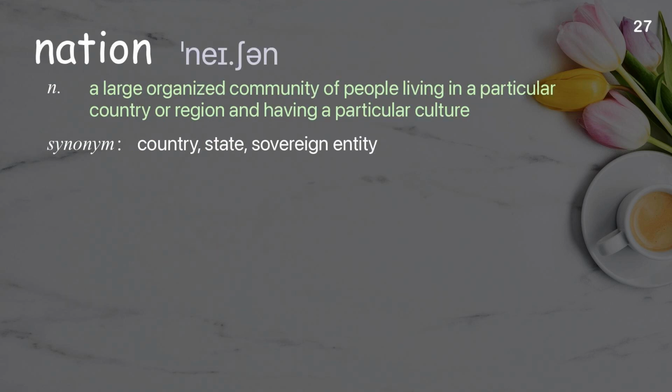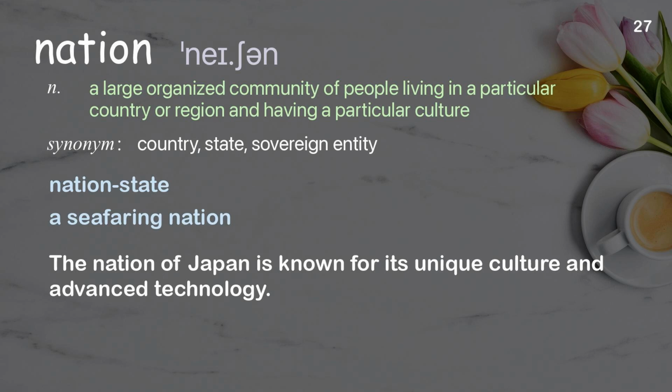Nation: A large organized community of people living in a particular country or region and having a particular culture. Examples: Nation-state. A seafaring nation. The nation of Japan is known for its unique culture and advanced technology.